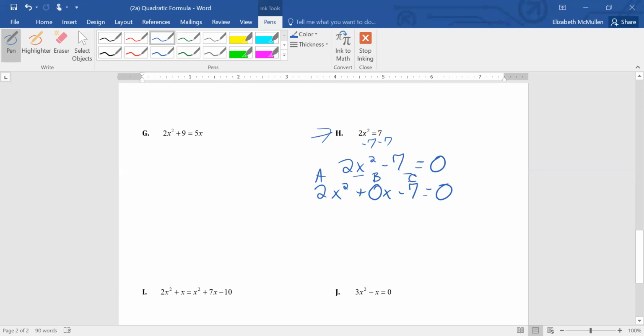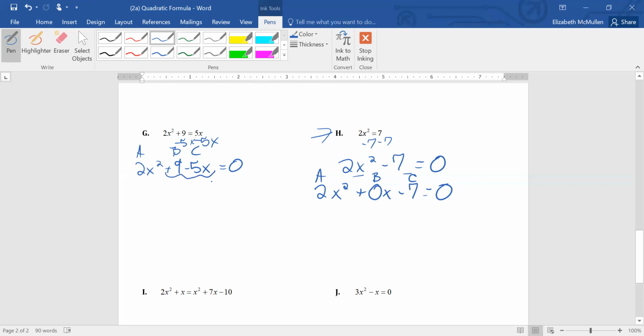All right, make sure you have all 3 parts. Do not try to do this without having all 3 parts or having the parts in the wrong order. It is not going to give you the desired results. For example, G, here I know I got to make it equal to 0. If I just subtract 5x, and I say 2x squared plus 9 minus 5x equals 0, and if I go to label this A, B, C, this isn't going to work. It is not going to give me my desired results because we're not in the right order.